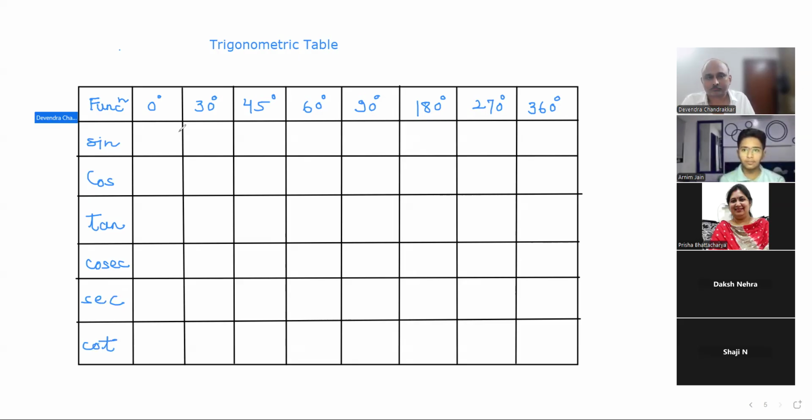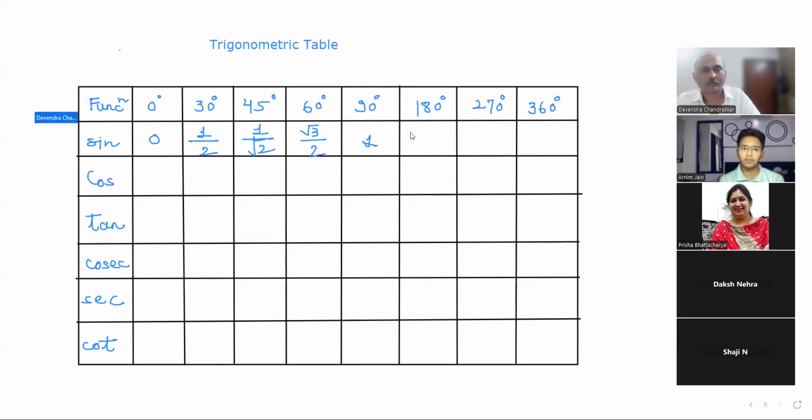Sine of 0, please have a look here, beta. Sine of 0 is 0. Sine of 30 is 1 by 2. I'll just quickly write it and then you can copy it. Sine of 45 degrees is 1 by root 2. Sine of 60 is root 3 by 2. Sine 90 is 1.